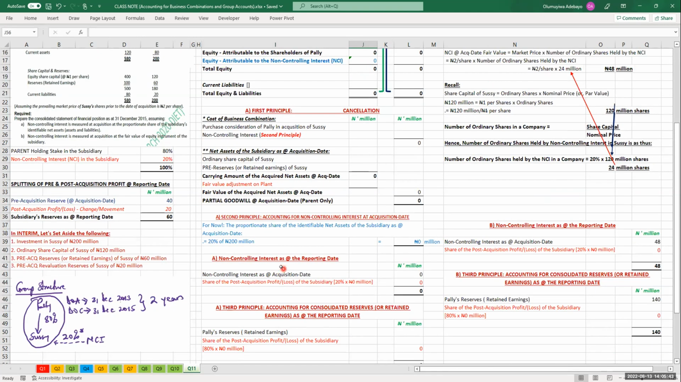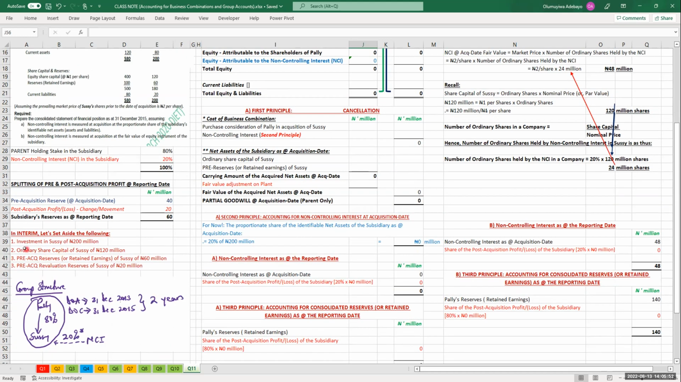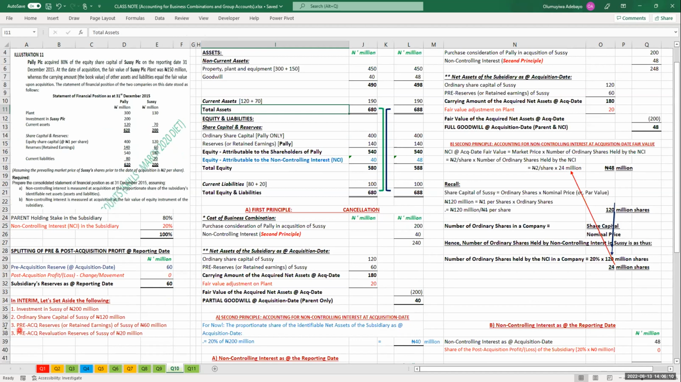Now, let's start with this. Purchase consideration was 160. Therefore, I have to correct for that here, or adjust for it here. 160. And there's no pre-acquisition, the same way there's none here.